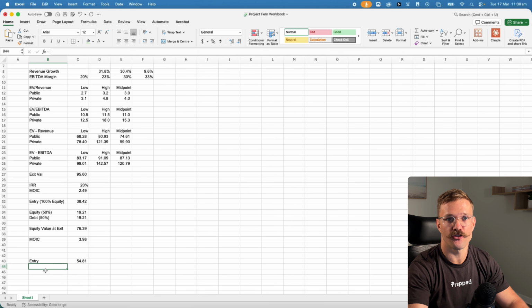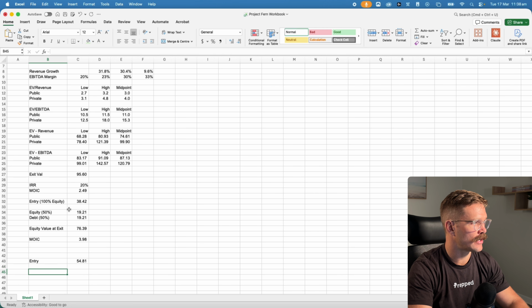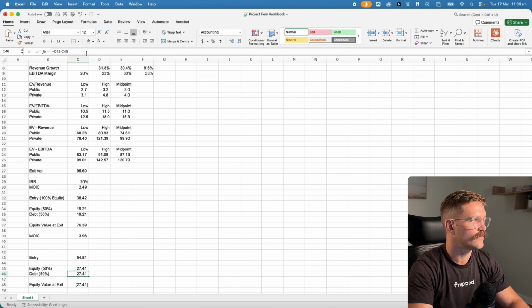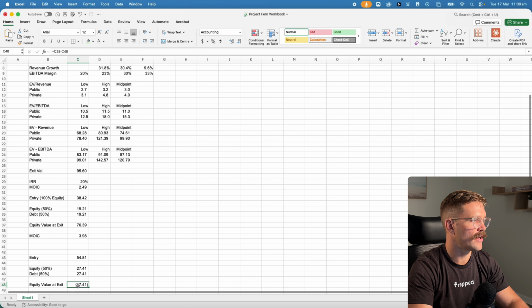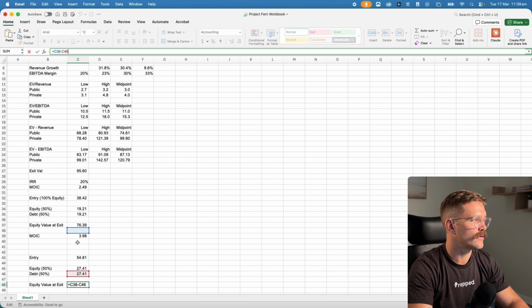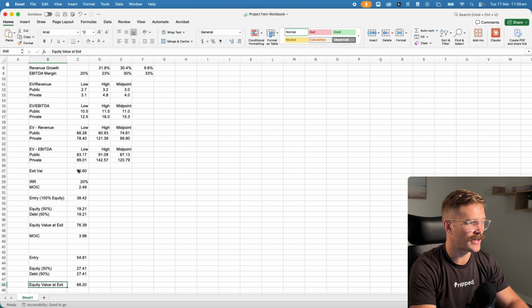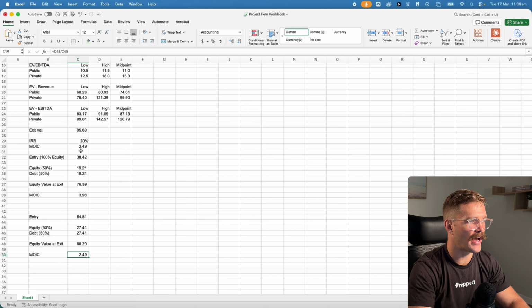So let's just double check to make sure we've done the formula correctly using the same thing here. Just copy and paste that down. We've got equity times the entry. That's the remainder. Push that up to, so that is our equity value at the exit, which is our exit value minus the debt here. And that gives us our 2.49. Just make sure that's calculating. Yeah, cool. So bang on.